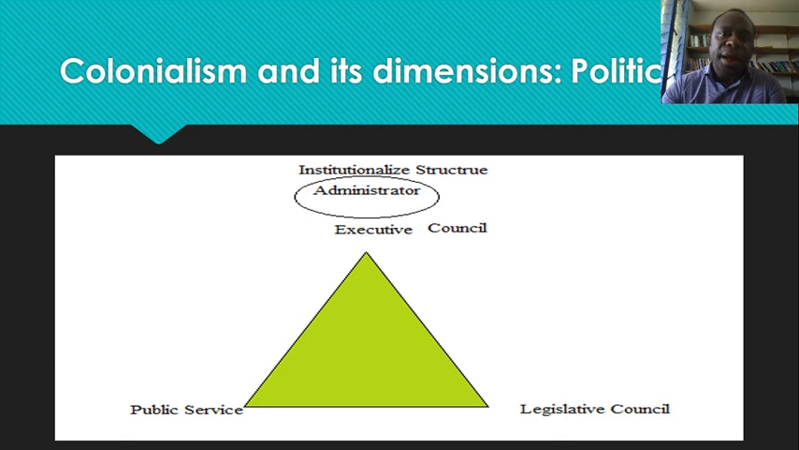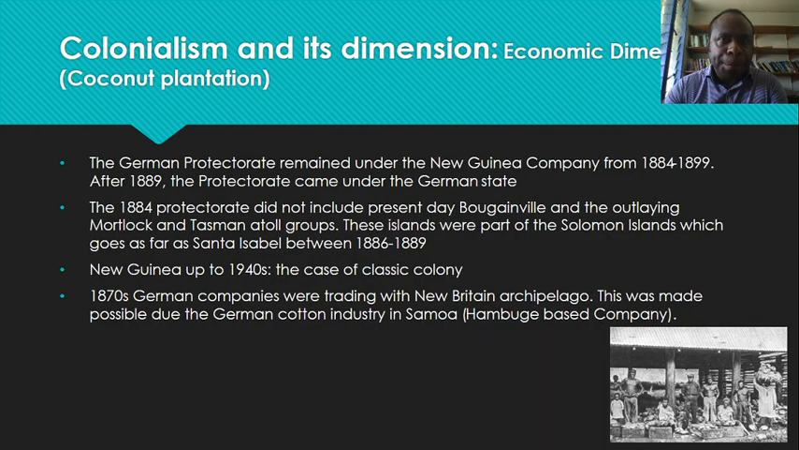So we have a centralized authority structure at the top, the governor, and then we have the executive, legislative, and the public service, a semi-Westminster model, you can say, okay, operating under the administrator or the governor. Okay, so what I'm trying to say is, okay, through colonialism, Papua New Guinea was introduced to this political structure, the Westminster system or model of government. Okay, now that was carried on after independence.